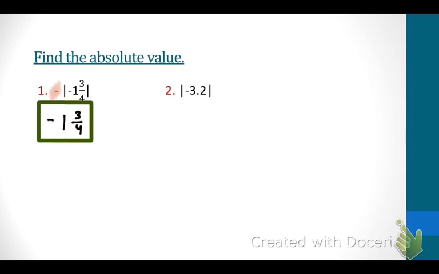Okay, let's go to the next one. Guys, what's the absolute value of -3.2? 3.2. It is 3.2. Box it in.